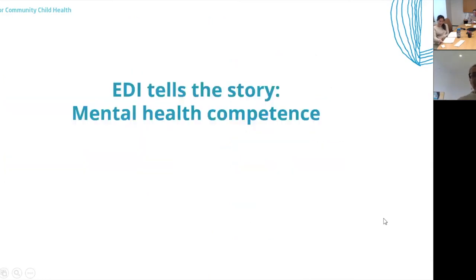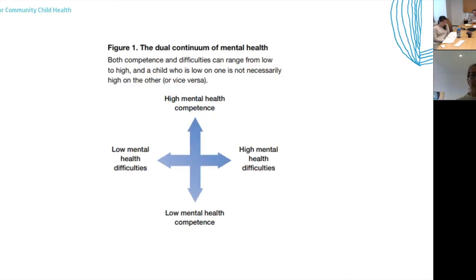So I want to run through a few areas we've been using the EDI. The first is mental health competence. We've actually created a positive mental health measure. One of the real challenges, and for those of you working with the EDI, you'll know this, is that there's been quite a little bit of pushback because we're measuring children around developmental vulnerability and where's the positive story in that. And in fact, what we're finding now is that we can use that positive story in looking at mental health competence. And this idea of the dual continuum of mental health. So we can look at mental health difficulties as being high and low, or mental health competence being high and low. We've created this out of the EDI itself.